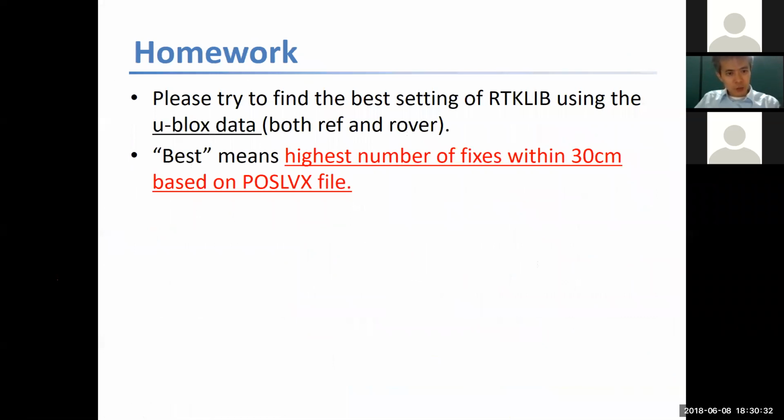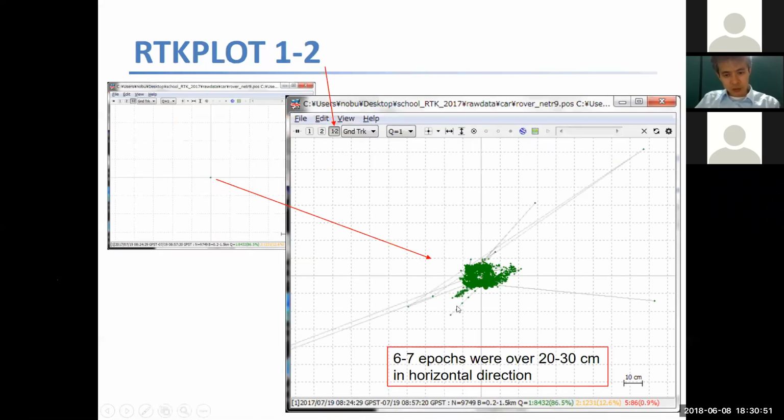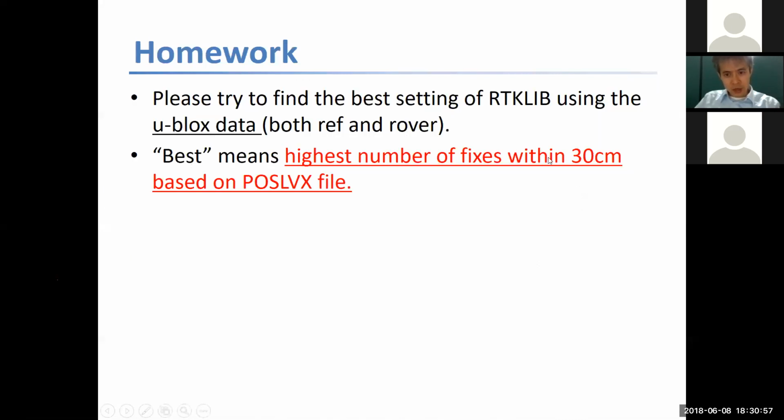So homework I will skip, but if you have time, please try to find the best settings of RTKLIB using the u-blox data, both reference and rover stations. And the best means the highest number of fixed solutions within 30 centimeters based on the post-LVX file. You can see it like that. So 30 centimeters is like that. 30 centimeters is the lane recognition level.